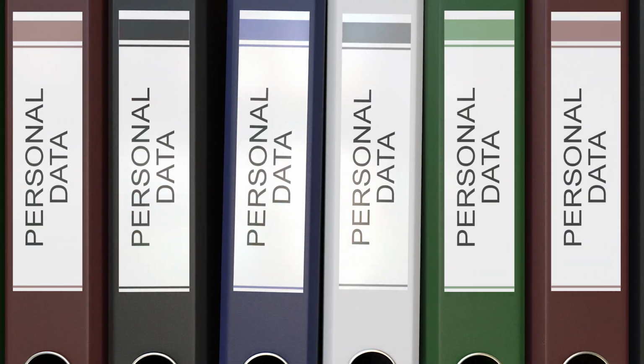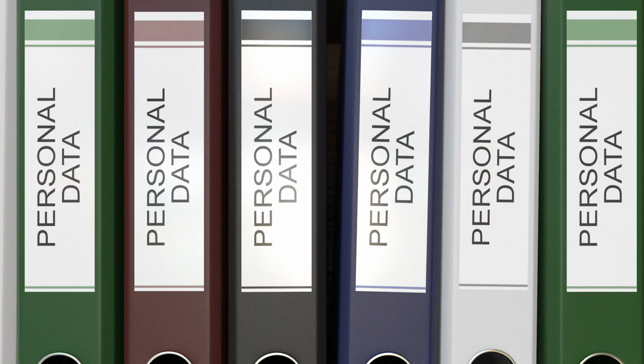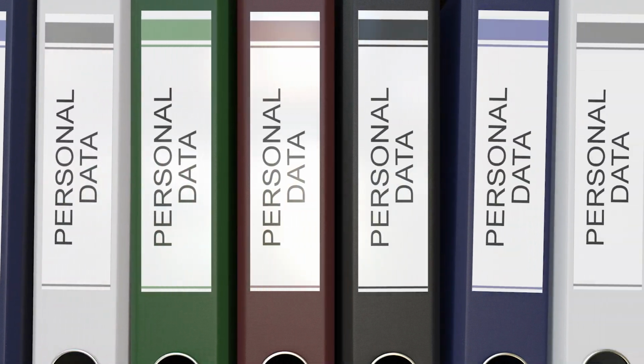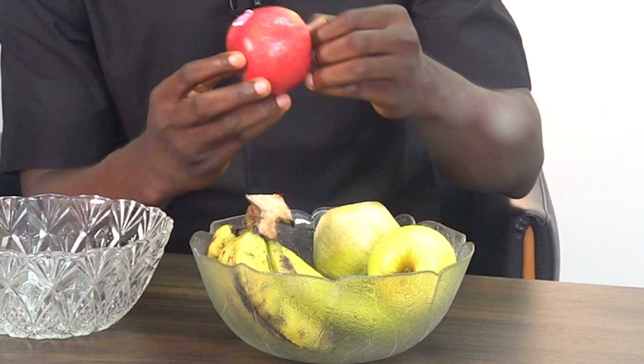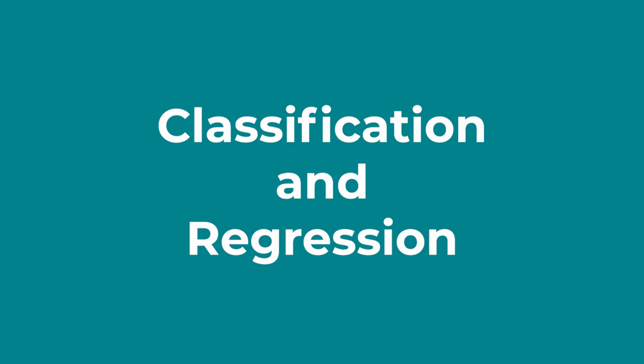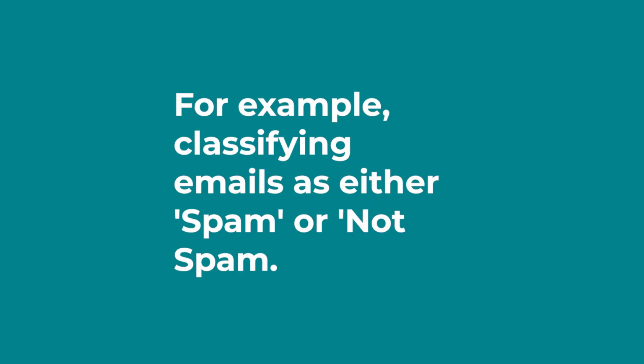In supervised learning, we deal with two main things: features and targets. Features are a set of characteristics or inputs like fruit color, size, and shapes. The target is what we are trying to predict, whether it is an apple, banana, or something else. Supervised learning falls into two main categories: classification and regression. Classification is used when we need to categorize things, for example, classifying emails as either spam or not spam.